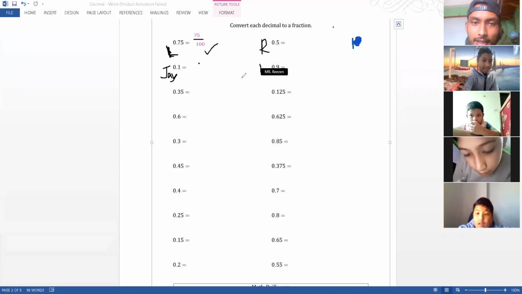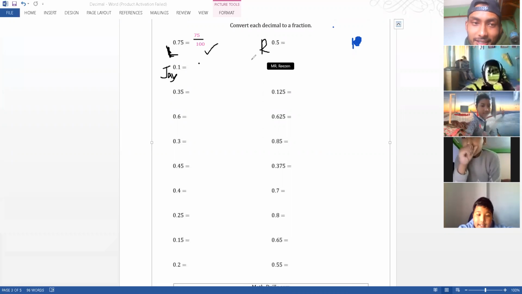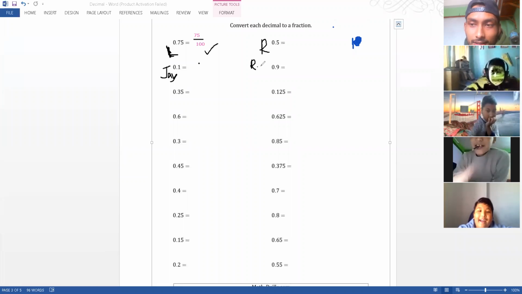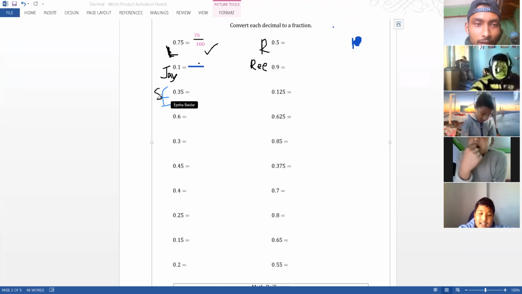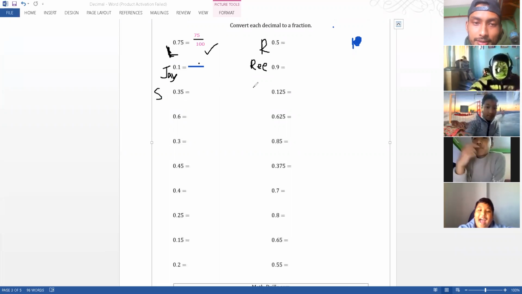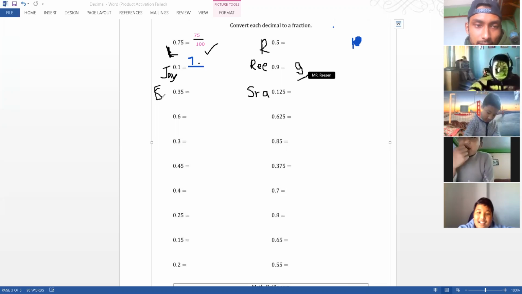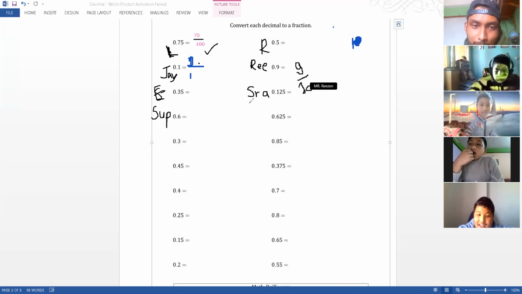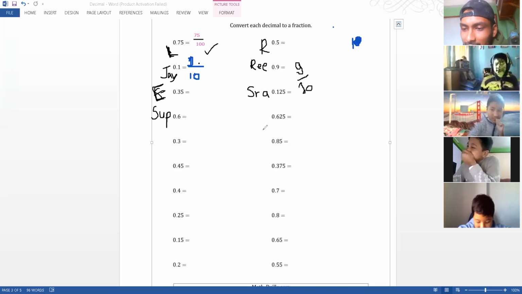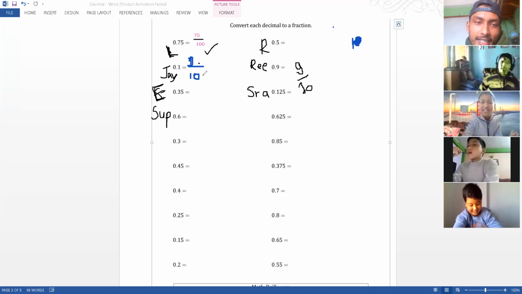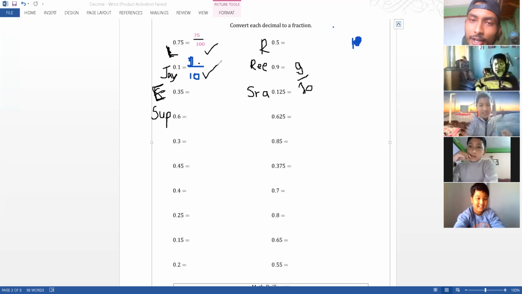Jayant, this is yours. Sraman, do this. Ipsa, do this. Supreme, do that. Sir, is it correct? 1 by 10. Okay, yes, correct. As many numbers after the point, that many zeros in the denominator.